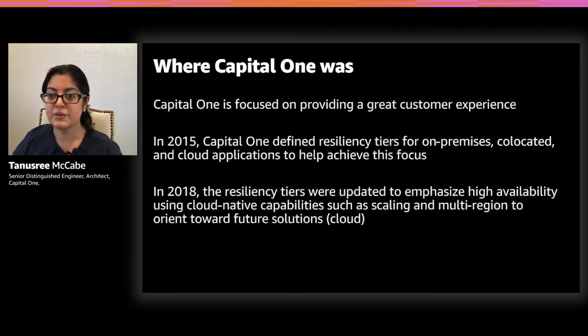To that intent, a few years ago, we defined what we call resiliency tiers, which were our requirements to help our application teams understand what was needed to achieve high resiliency. In 2018, we then updated those requirements to take advantage of cloud-native capabilities such as scaling and multi-region. That way, our cloud-based applications, at that point we were all in on the cloud, could really take advantage of the cloud-native capabilities to improve our resiliency and our customer experiences.